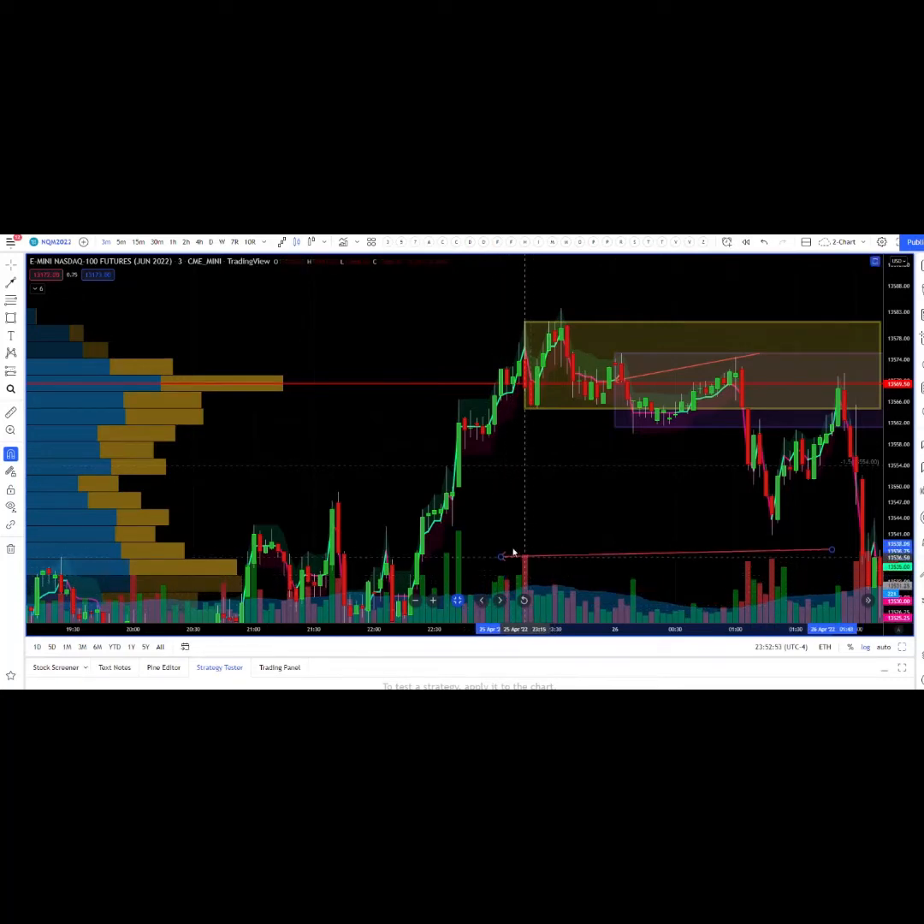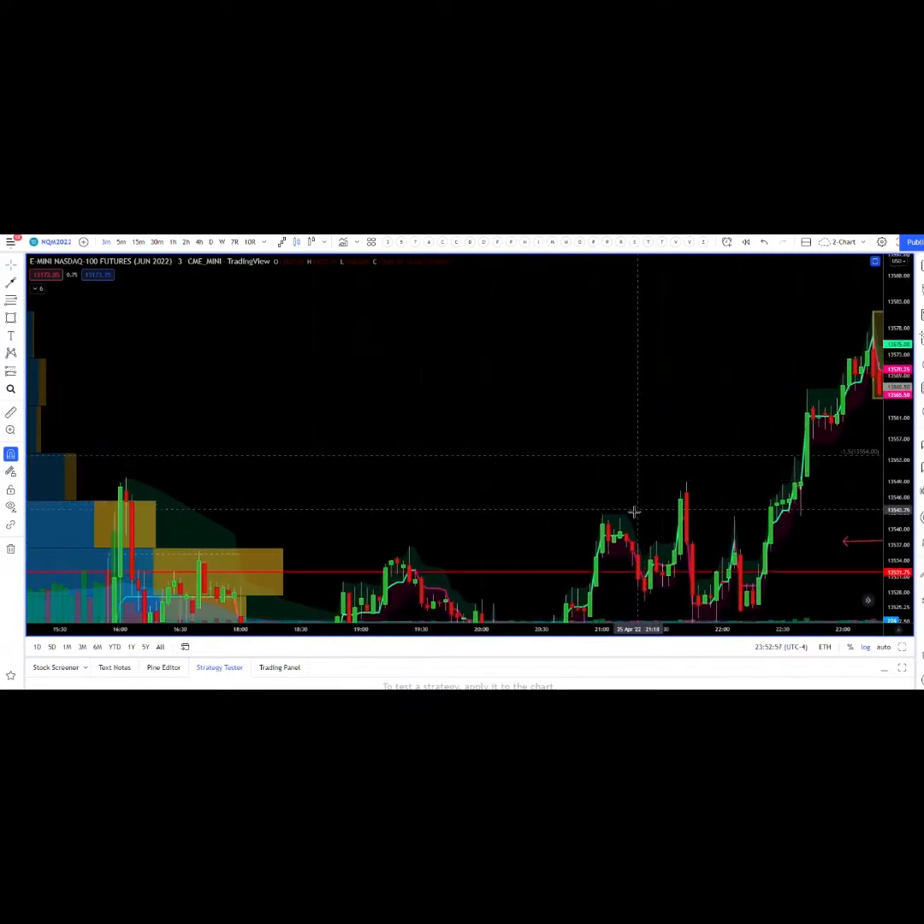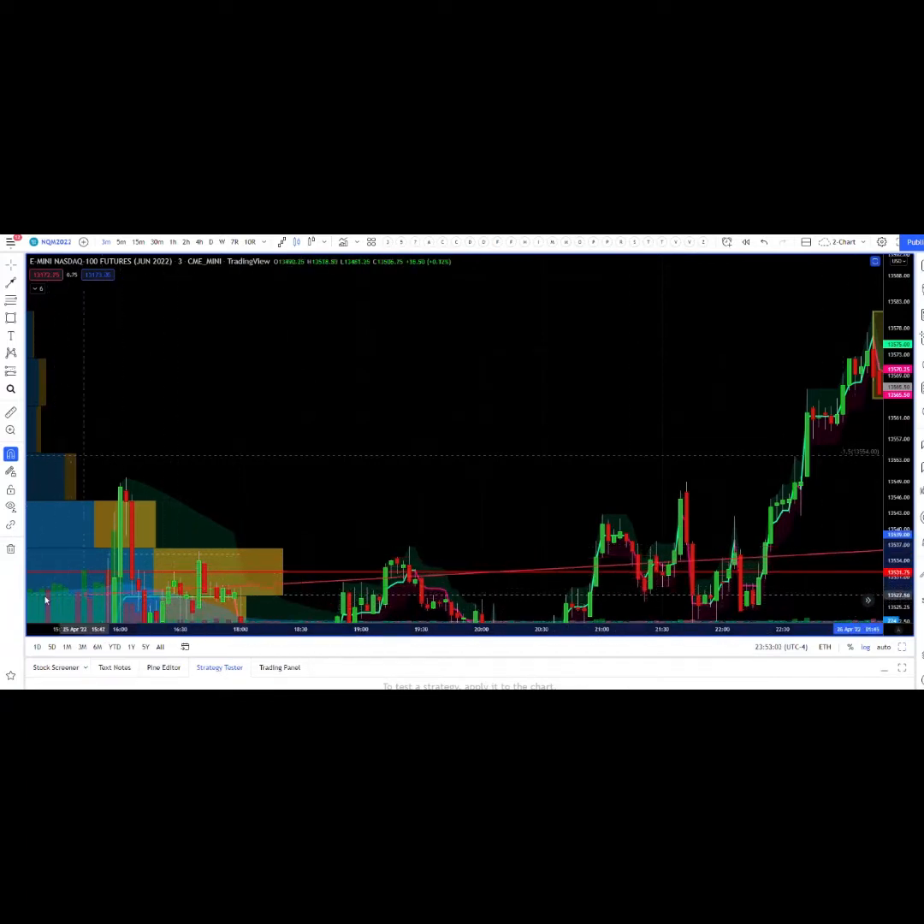So that's our information. And keep in mind here, this is all you see, right? The volume bars don't look very impressive right now because we've got bigger volume that's comparatively printing over here.